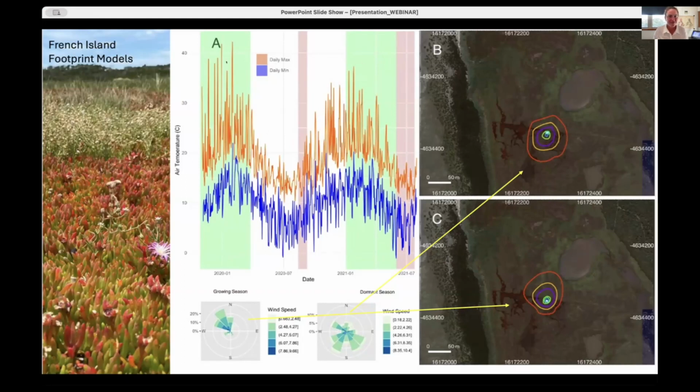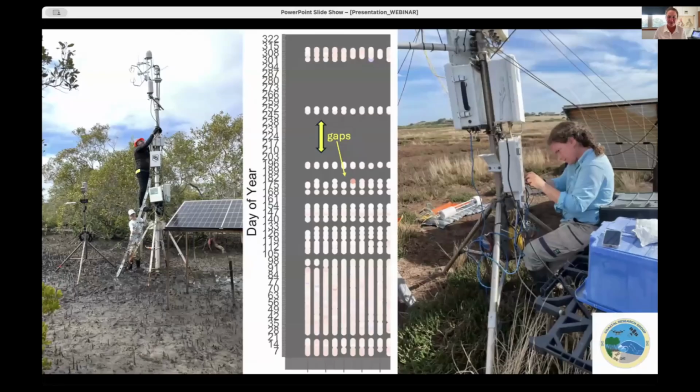I've shaded a few different periods that we'll talk about later, and I've called them the growing season and the dormant season, and we'll see why in a moment. So we have periods where the atmosphere is perhaps too stable to generate flux, and things like that create small gaps in our data, more frequently at night than during the day.